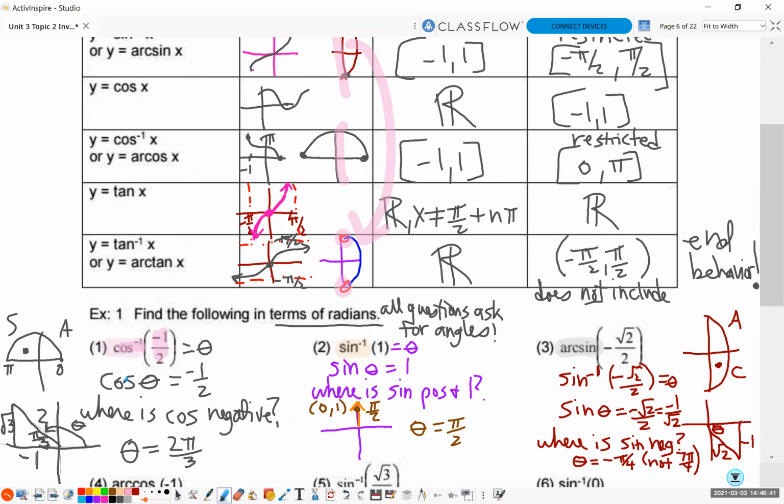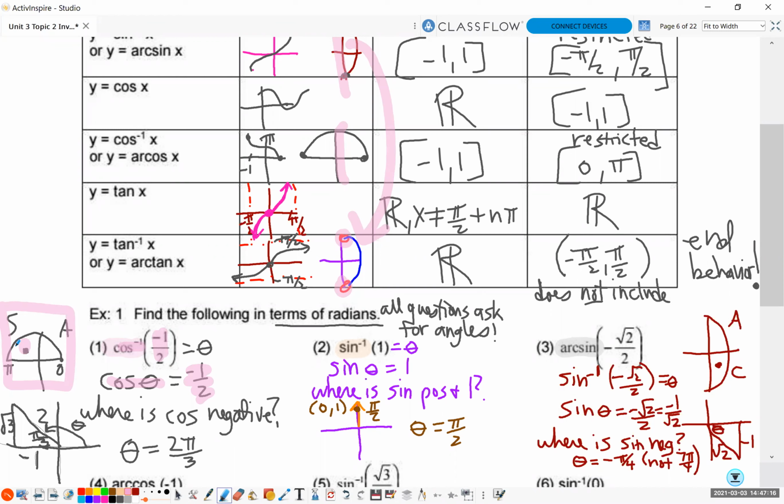So I rewrite the problem, just because I'm trying to get you guys used to this, as cosine theta equals negative 1/2. As soon as I see inverse cosine, I'm drawing this part of the unit circle, and I'm saying to myself, where is cosine negative? Cosine is negative in quadrant 2, so I have to use the quadrant 2 angle that gives me negative 1/2.